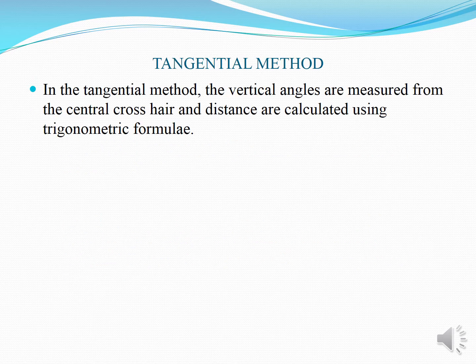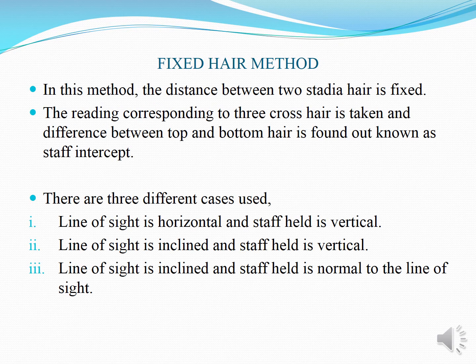Then the second basic method of tachometry is the tangential method. In the tangential method, the vertical angles are measured from the central crosshair and the distances are calculated using trigonometrical formulas. Next, the fixed hair method.